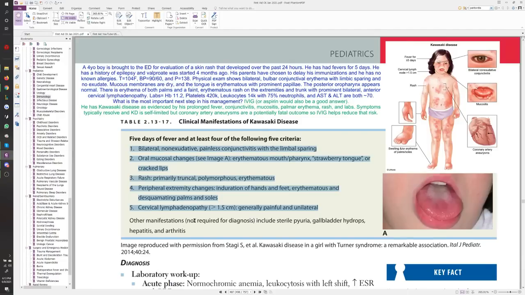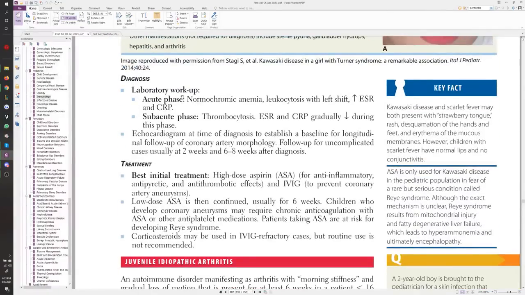Other manifestations which are not required for diagnosis include a sterile pyuria, gallbladder hydrops, hepatitis, arthritis, all kinds of things that can occur, which will of course further add to the confusion in the question. So they tell you diagnosis for lab workup in the acute phase.